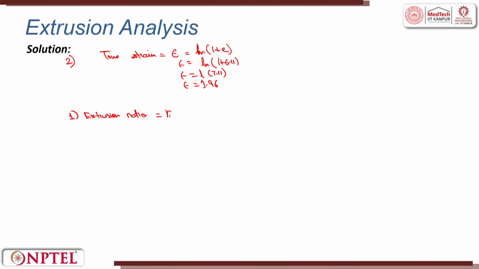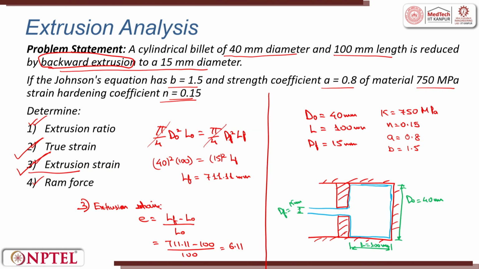This is R, which is equal to the ratio of the areas. It is equal to A naught by A F, and this could be simply put as pi by 4 D naught square into L naught by pi by 4 d F square by L F. Now you can calculate it. I will just write the answer. This value comes down to 7.11 extrusion ratio. Then comes the last part, that is asked, ram force.